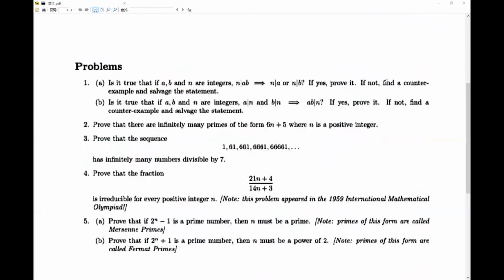Okay, for A, finish. For B, another one similar to A. It is true that A and B are similar. Okay, A divisible to N, B divisible to N, then A, B together divisible to N. Do you see it's a yes or no? I think it's yes for this one. Okay, it's yes. What's your proof?